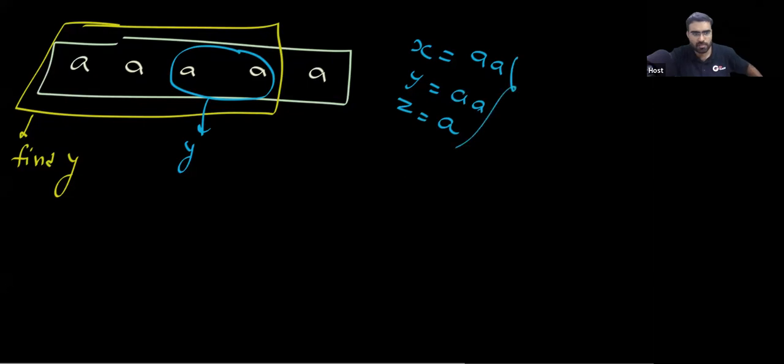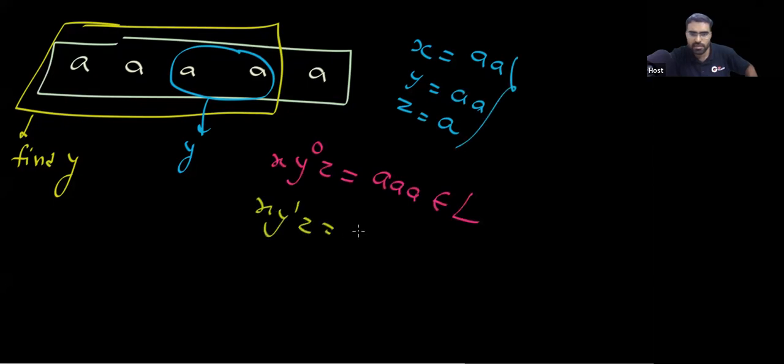Now let's do some powers. Tell me x y power 0 z. What is that? That will be triple a. Does it belong to L? Yes, it belongs to L. Now what is this? This will be the same string. Yes, it also belongs to L. Okay, let's do this. What will you get?